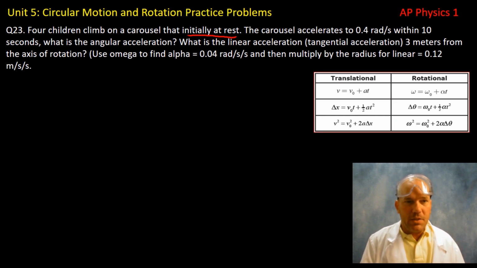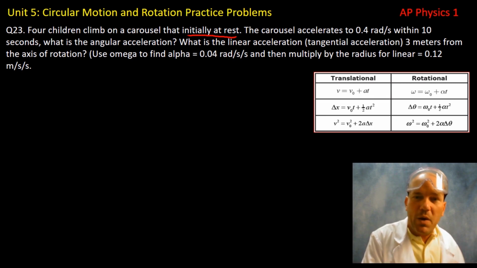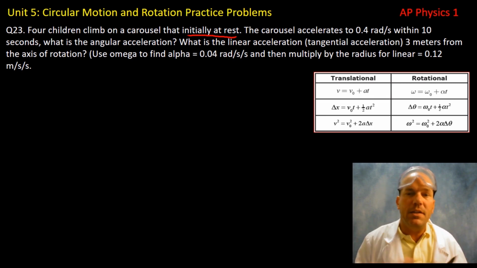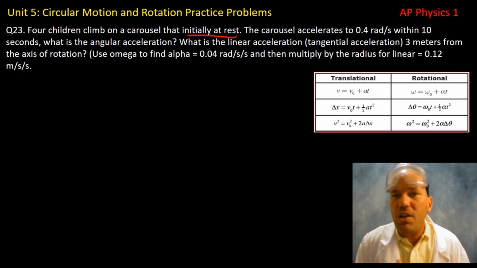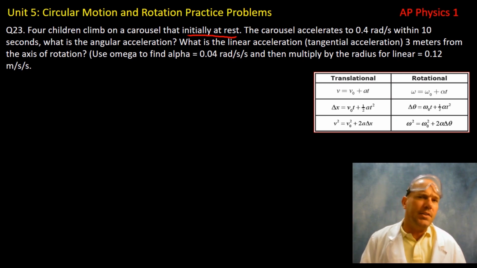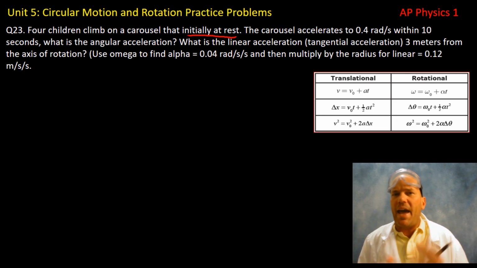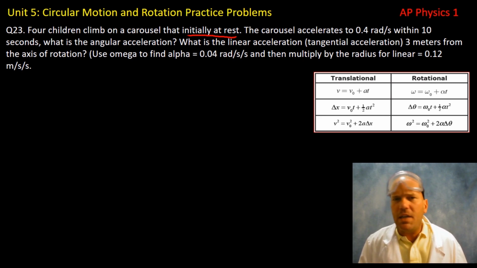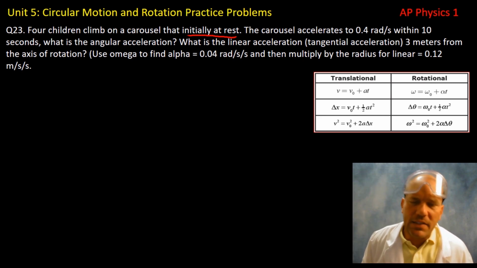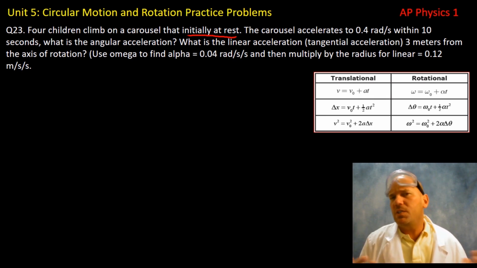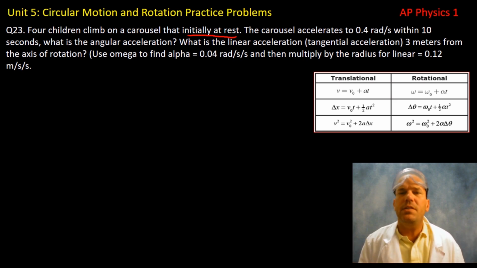And of course, as we just went through in detail in the last question, if we're talking about a linear quantity and a tangential acceleration, we're referring to a specific place or object at a given radius from the axis of rotation. Of course, any object at the axis of rotation where r equals 0 will not experience an acceleration. But in this case, the objects are 3 meters from the axis of rotation. Okay, let's look at this one.